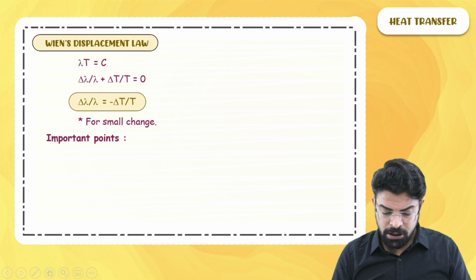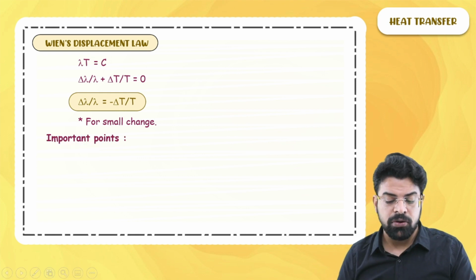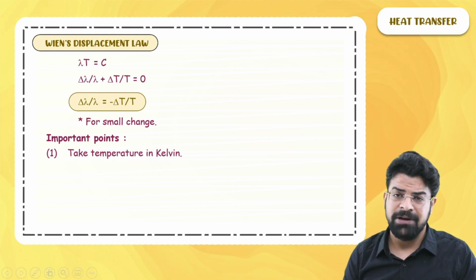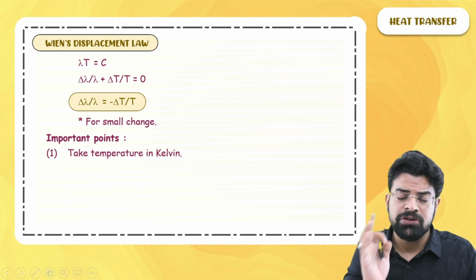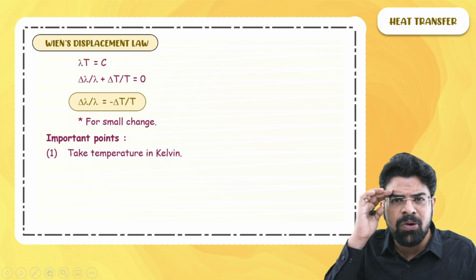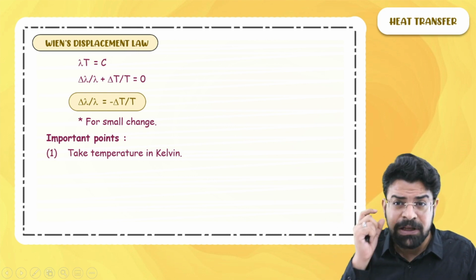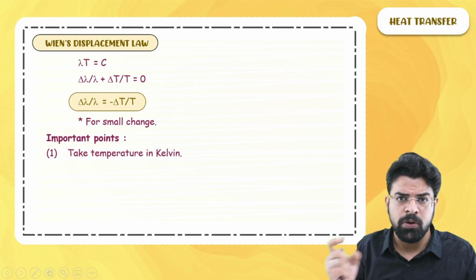Now, important points that you should know about Wien's displacement law. First, take temperature in Kelvin. Take the temperature on the absolute scale. I have seen students doing this wrong all the time. They keep on plugging in degree centigrade. Do not do it. Please convert the temperature from degree centigrade to Kelvin.